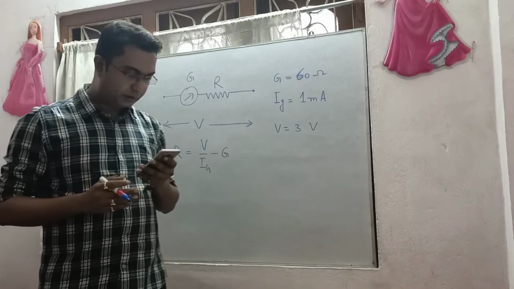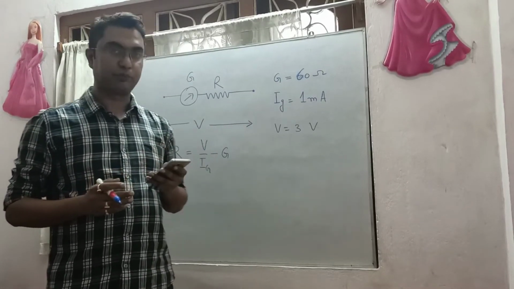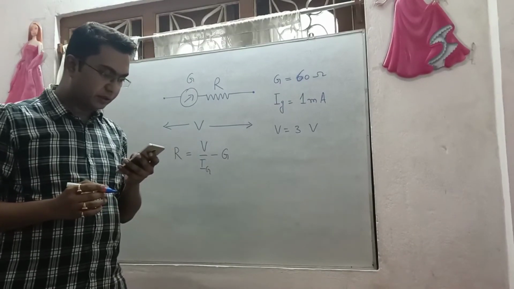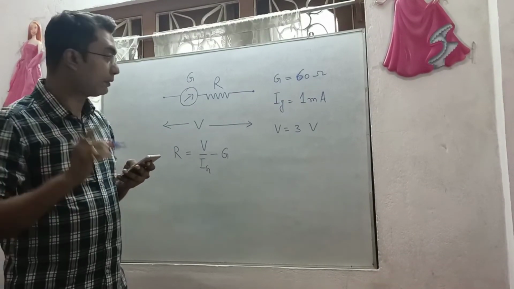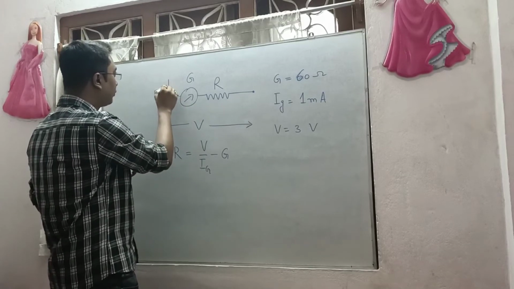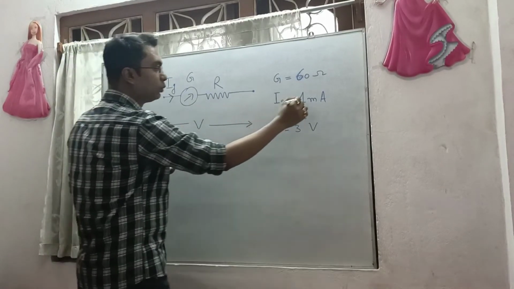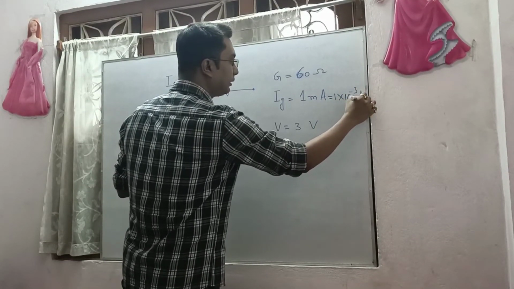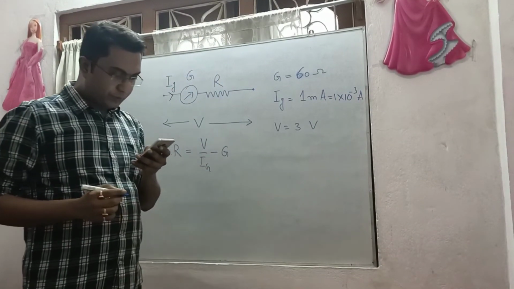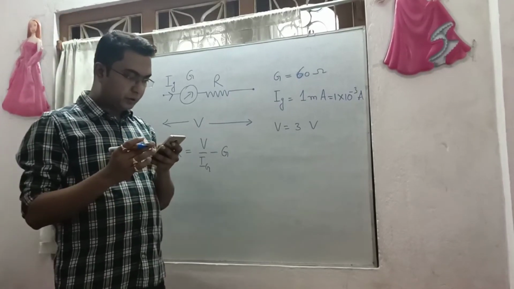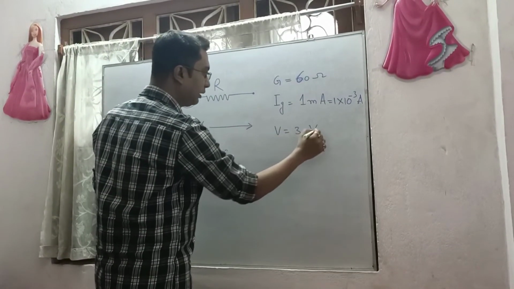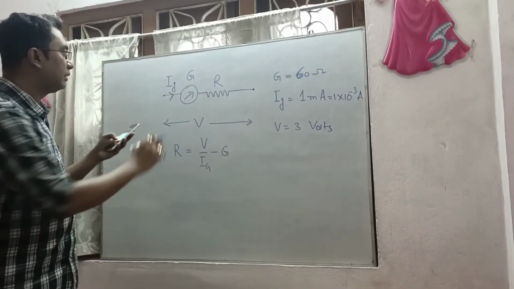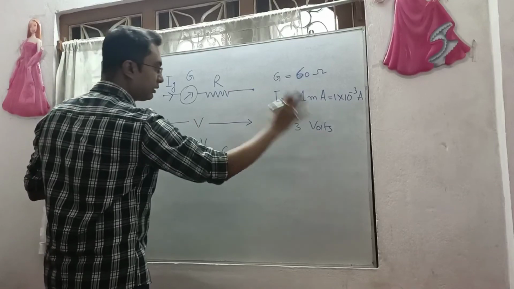You see what is given. A galvanometer has a resistance of 60 ohm. That means G is 60 ohm. And a full scale deflection is produced by 1 milliampere. That means the maximum current Ig flowing through the galvanometer is 1 milliampere, equal to 1 into 10 to the power minus 3 ampere. Now we have to convert this into a voltmeter to read up to 3 volts. That is, V is required as 3 volts.